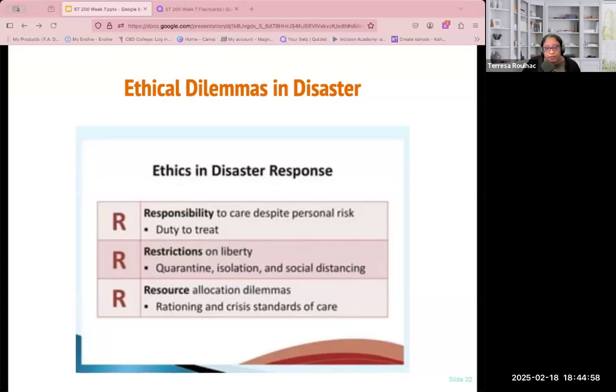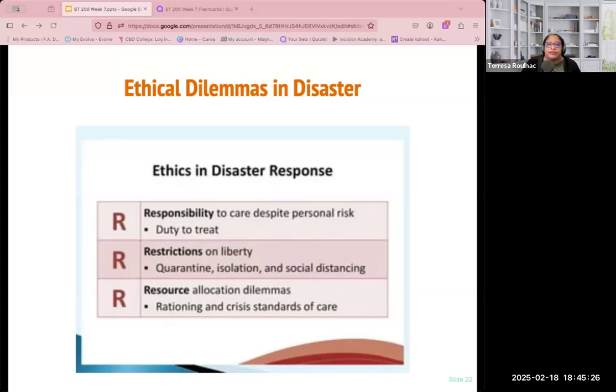We have to think about how we as healthcare providers and disaster management teams can ensure that these groups are not forgotten. These are some of the ethical dilemmas that are brought up. We think about what specific resources or strategies could be put in place just to meet their needs.